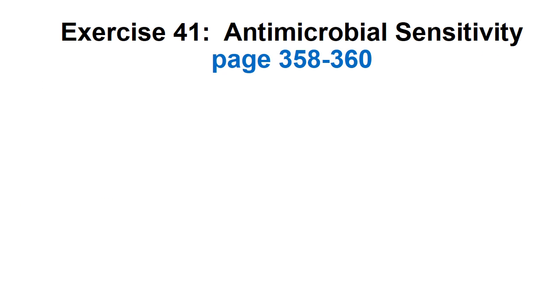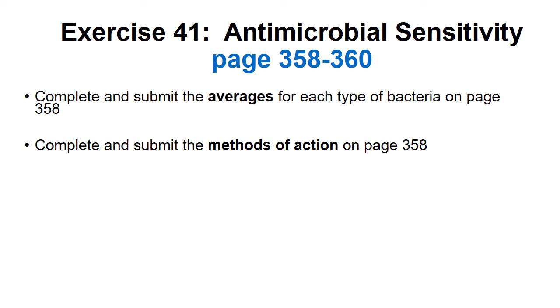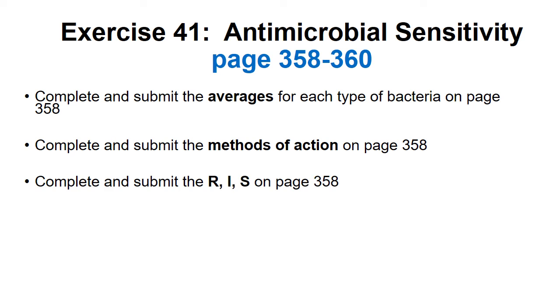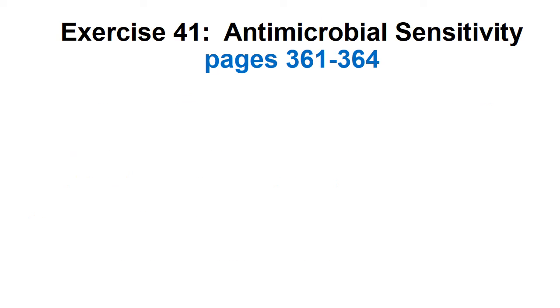Exercise 41, page 358, 360. Complete and submit the averages for each type of bacteria on page 358. Complete and submit the methods of action on page 358. Complete and submit the R, I, or S on page 358, which was the previous table. You will submit all of this on Blackboard. Complete and submit the conclusion and analysis portion on page 360. So make sure that you have read through those questions and answered them thoroughly.